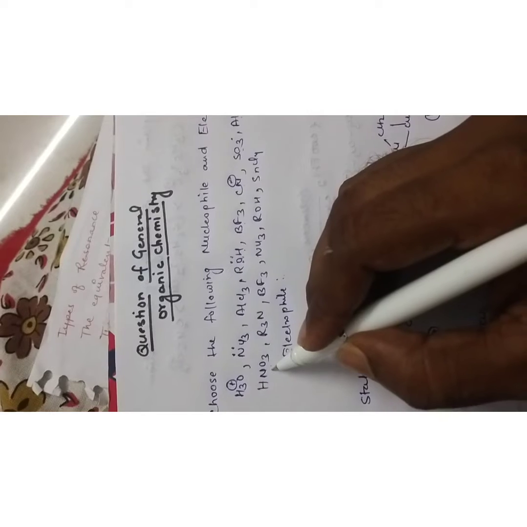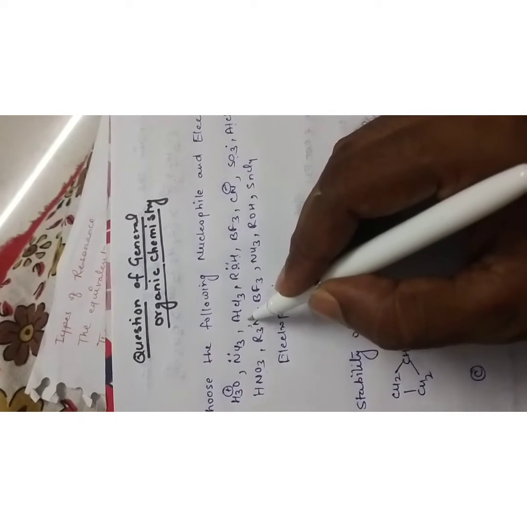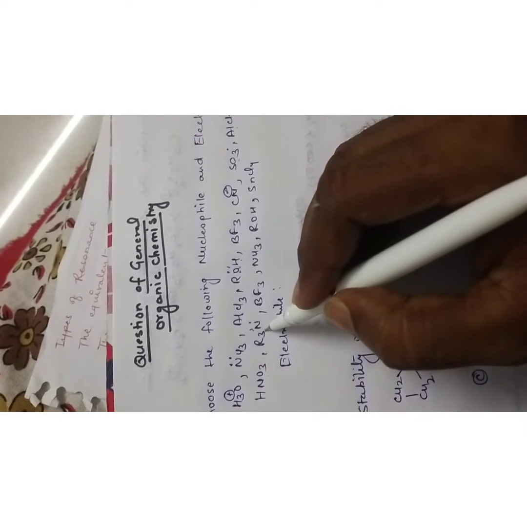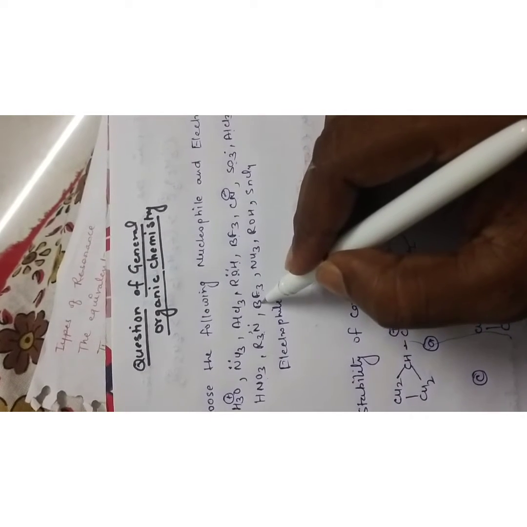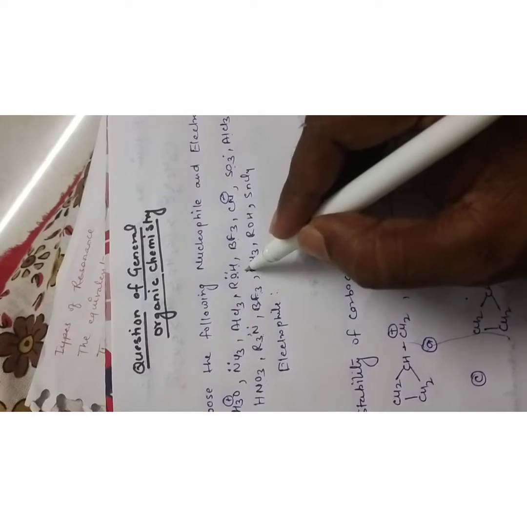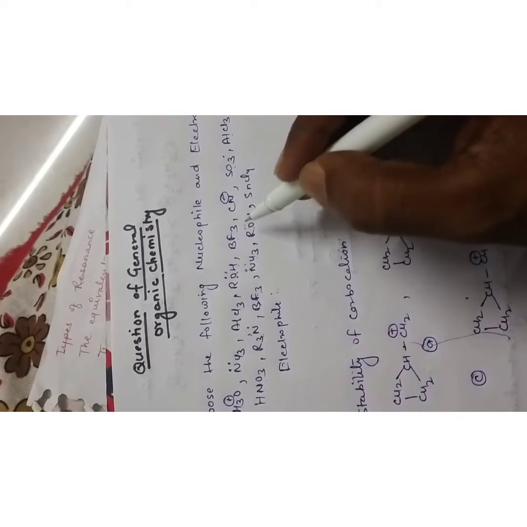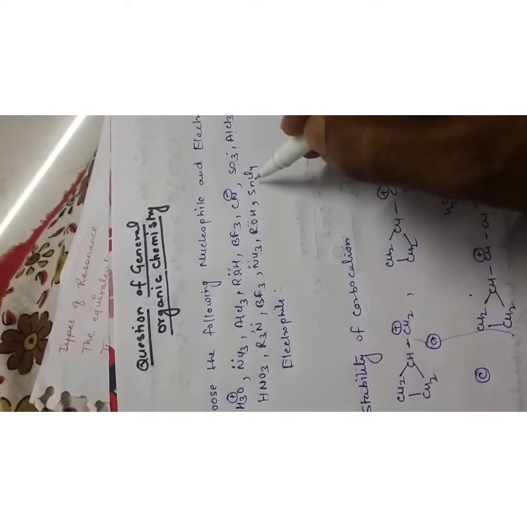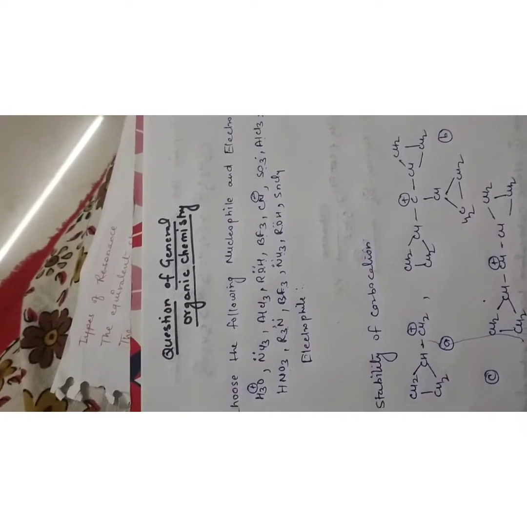HNO3, it is a strong acid. R3N, it is an amine, it is the nucleophile. BF3, I think it has been repeated. Ammonia, it is the base. ROH, the repetition occurs, it is the base. SnCl4, it is the acid. So these are some bases and acids.